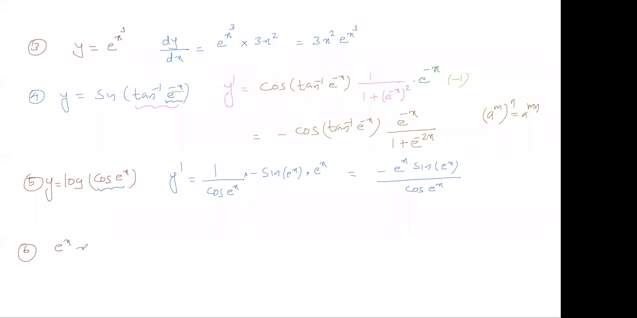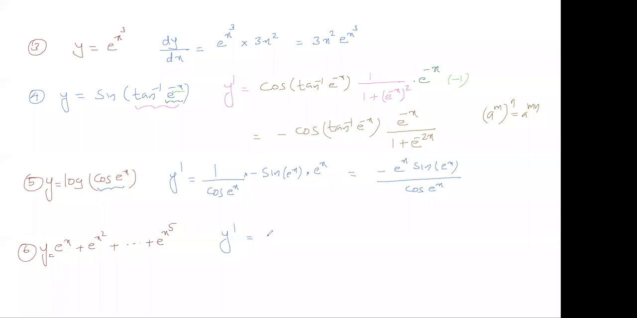e to the power x plus e to the power x square plus etc. plus e to the power x to the power 5. This is your y. So derivative. So derivative of a sum is a sum of the derivatives. So it's a sum of different terms. So the derivative is derivative of each term, उसका sum.